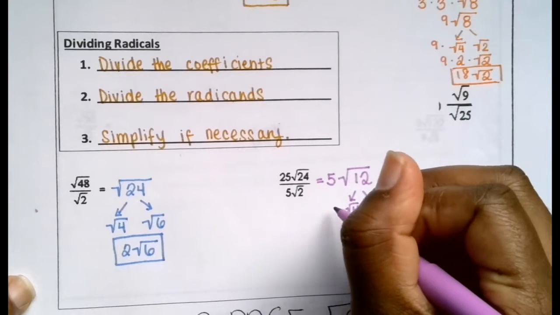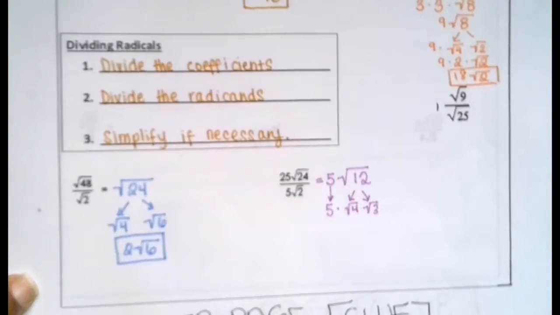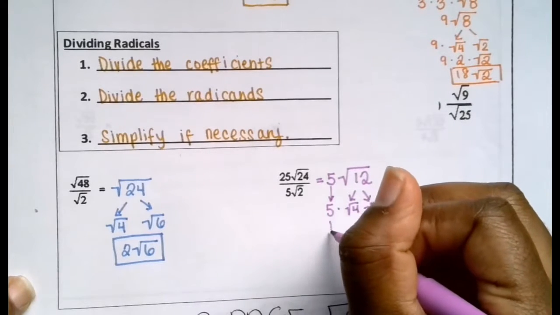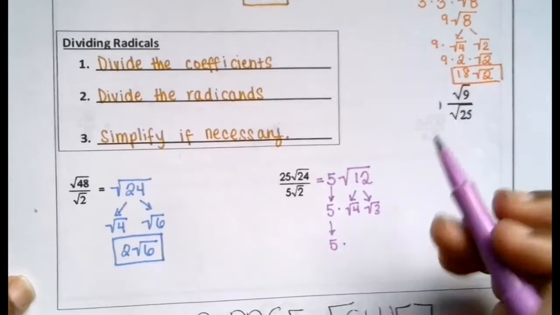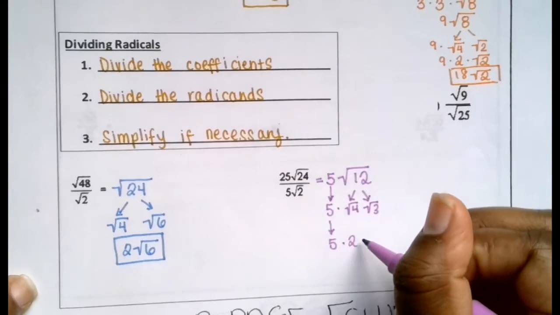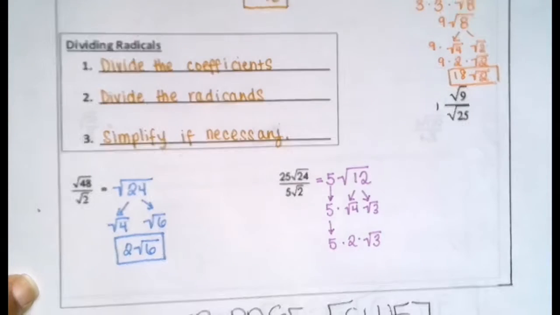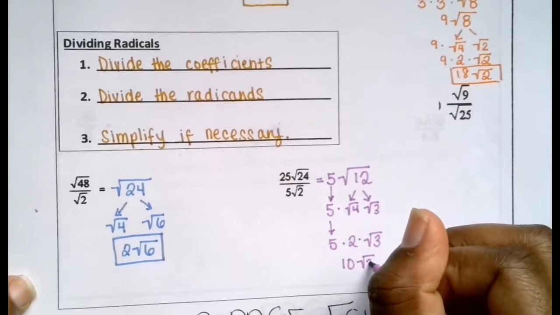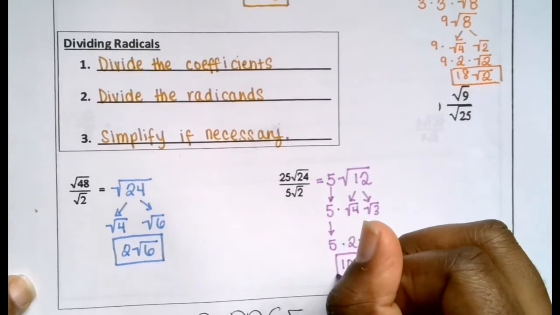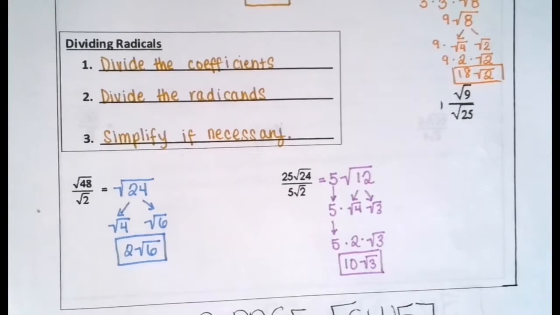I know that root 12 is not in simplest form, so I'll have to break this down into the product of root 4 multiplied by root 3. And I've also brought down my coefficient. Again, I'll carry down my coefficient of 5. The square root of 4 simplifies to be 2. And then again, root 3 is not perfect, so I'll carry that down. I'm then going to multiply 5 times 2, and I get a final answer of 10 root 3.